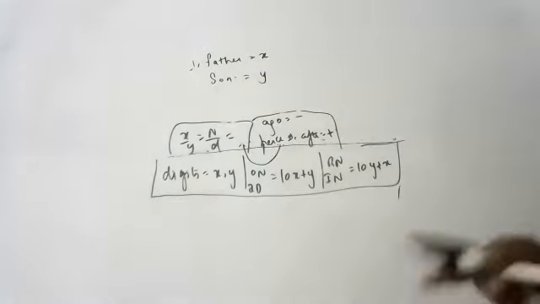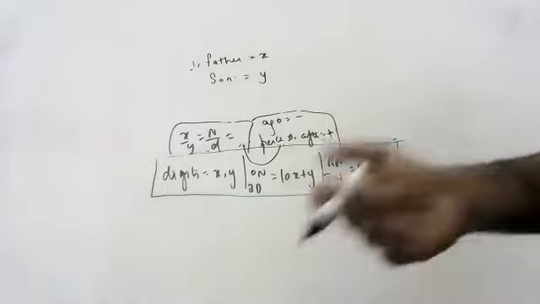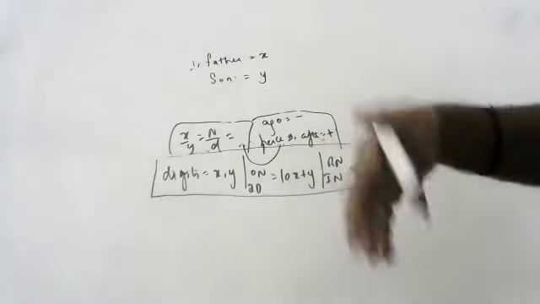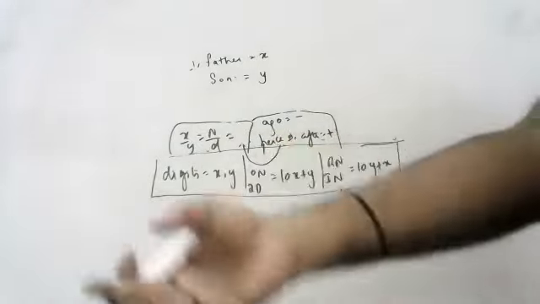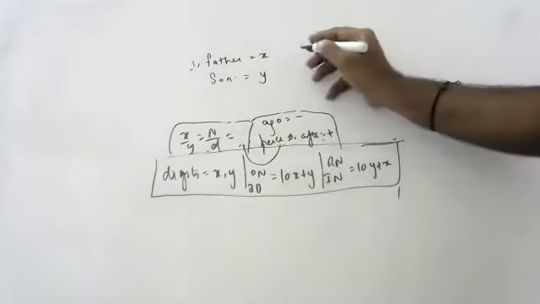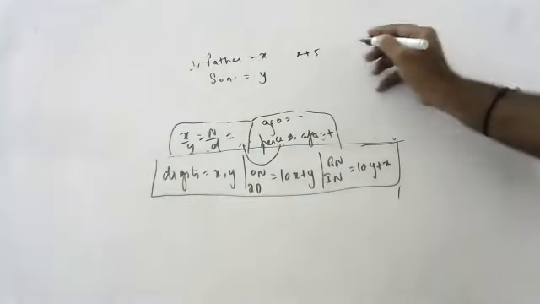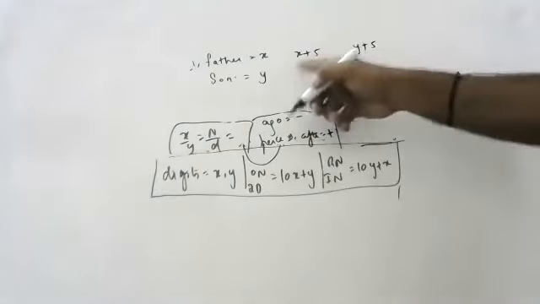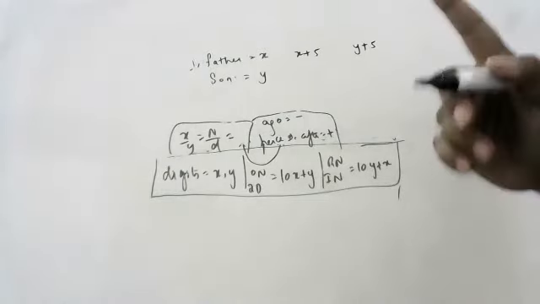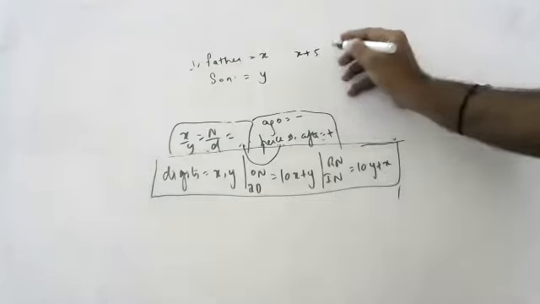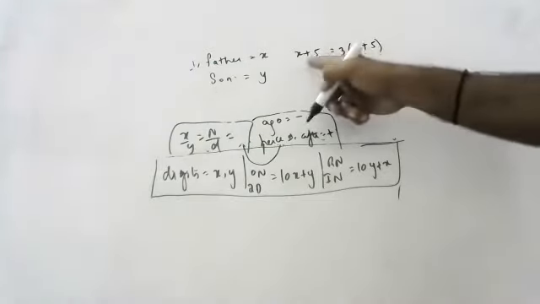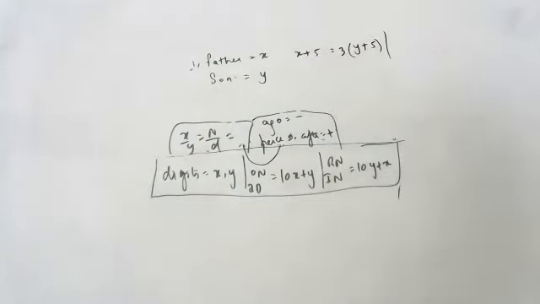Like that you put and start doing. 5 years hence means plus, after 5 years. So for both of them you put x plus 5, y plus 5. Father will be 3 times. Okay, this is one equation.